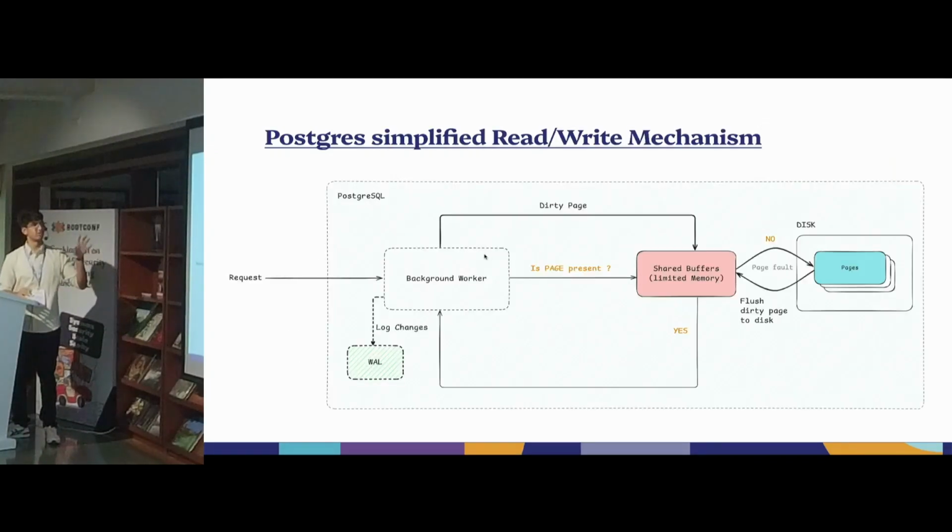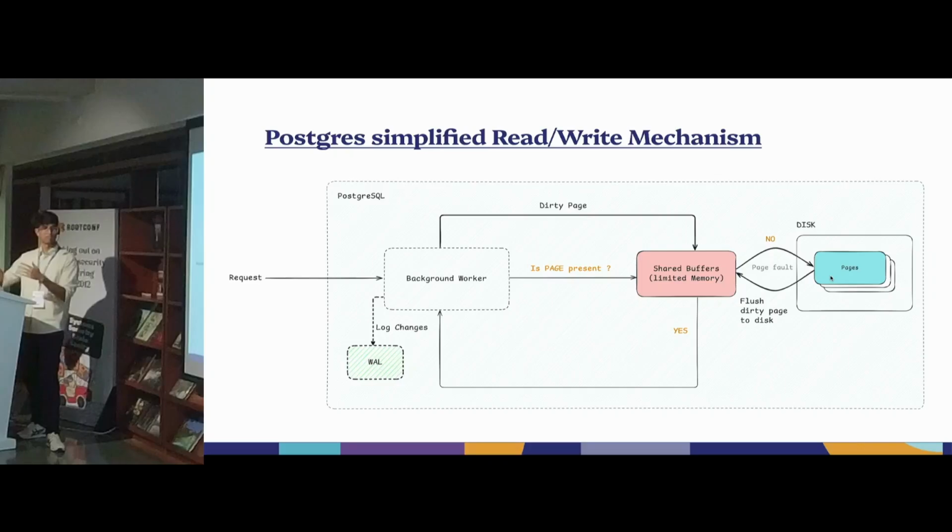Here's a simplified version of how the Postgres read-write mechanism works. Let's start from the left to the right. You have an incoming request, and the background worker in Postgres will pick up your request to operate on it. Now, for the worker to do a read or a write, the page has to be present in the shared buffers, right? So it checks if the page is present. If the page is not present, it's an expensive operation to load it from disk into memory, and so that would result in a page fault. It's analogous to how virtual memory page faults work. It works pretty much the same.